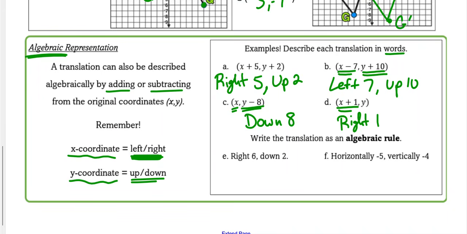So it's just a different way to write that information. You're still giving instructions on how to move a shape. Just instead of writing right, left, up, and down, you're writing it in terms of what's happening to the x and what's happening to the y.